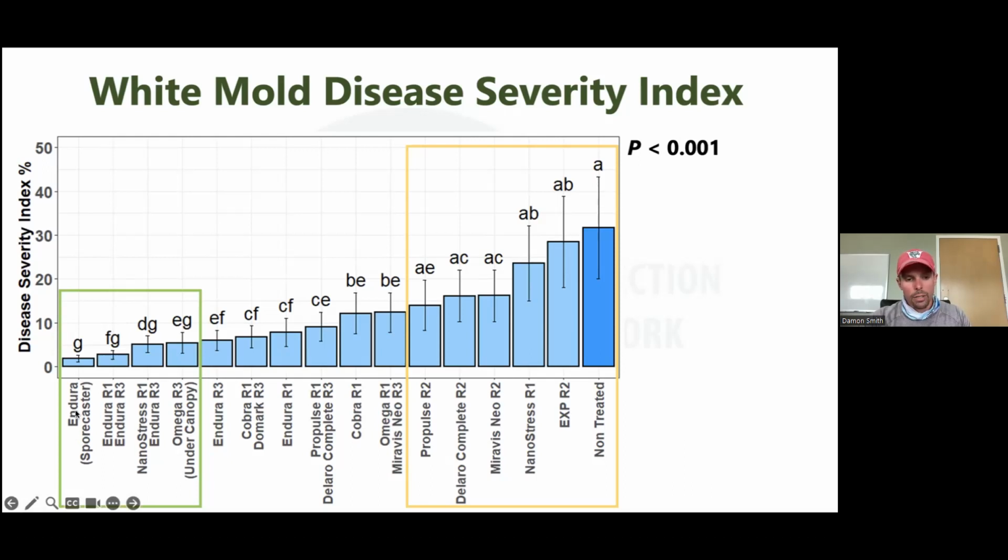So you'll actually see Endura applied with Sporecaster actually doing just a little bit better numerically. And that was a single application at R3. And then you can see, interestingly enough, Omega, which is a contact fungicide, put on using a 360 drop nozzle, an under canopy type application technology, doing quite well.